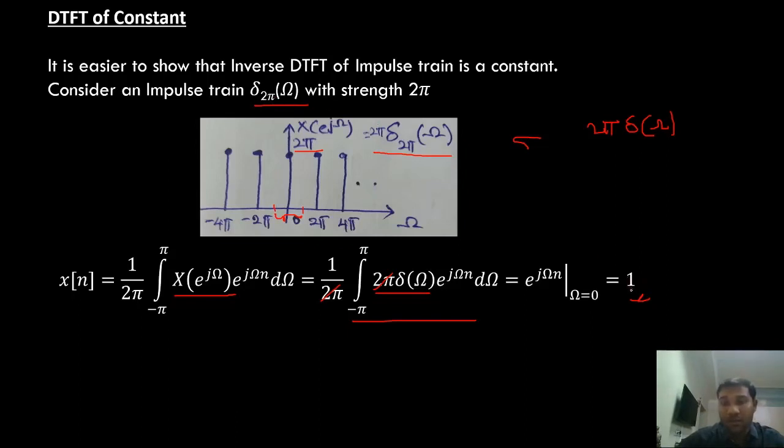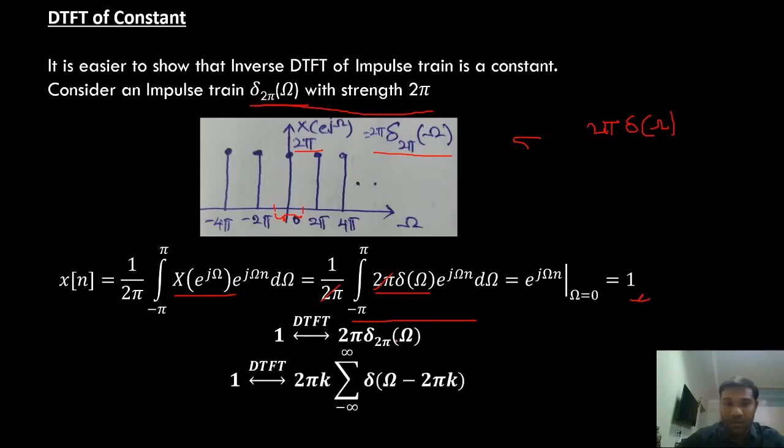So what does this mean? The DTFT of 1 is equal to whatever we took as the inverse DTFT, right? So the DTFT of 1 is 2 pi into delta 2 pi of omega. This is the DTFT of a constant.